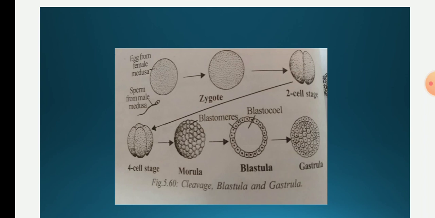Cleavage leads to the formation of a solid ball of cells. This stage of the embryo is called a morula. Soon the blastomeres of the morula arrange themselves in a single layer around the central cavity, giving rise to the stage called blastula. Blastula is a hollow ball with a cavity called the blastocoel and a single layer of blastomeres located around the blastocoel. That is the blastoderm.